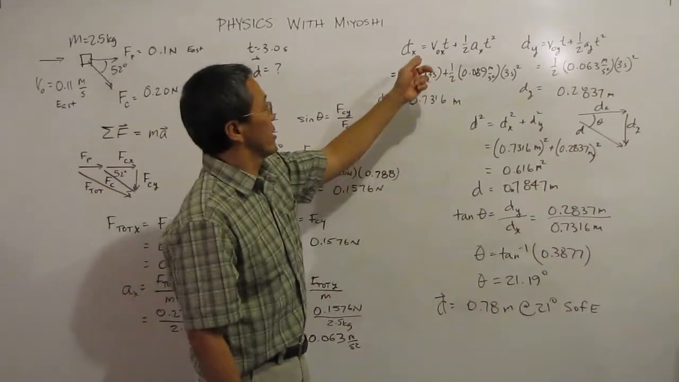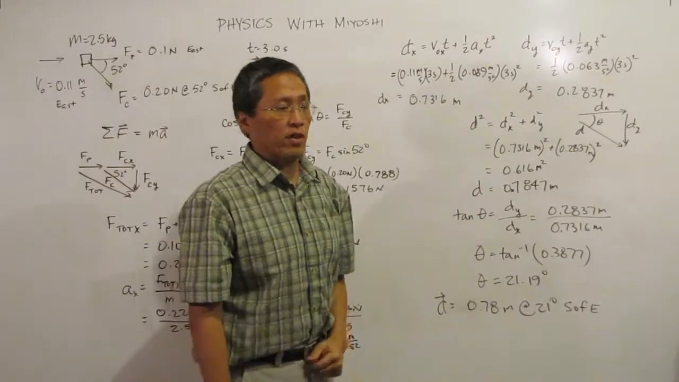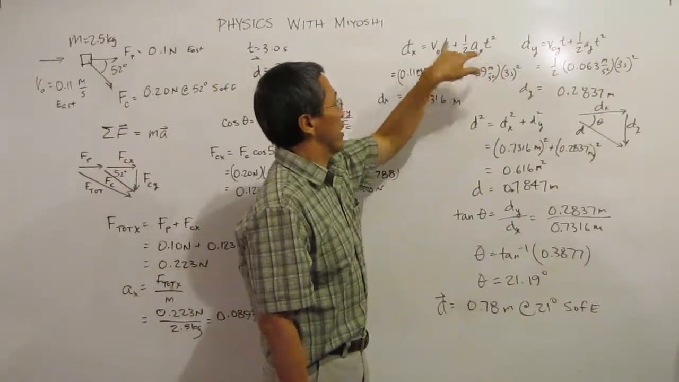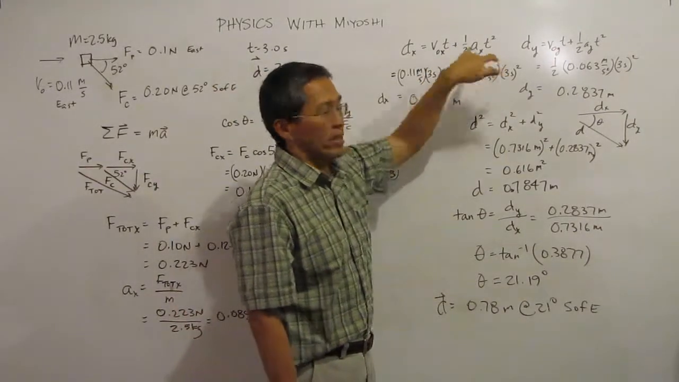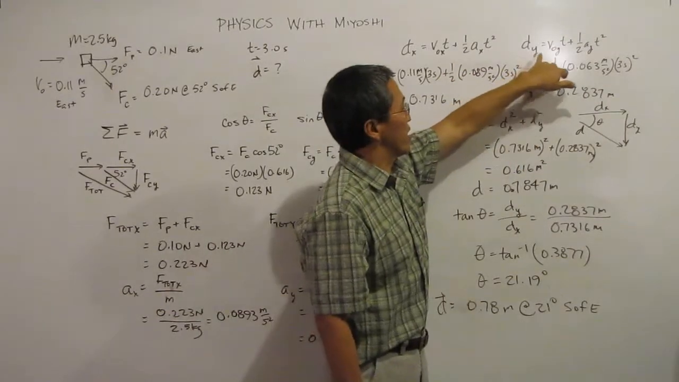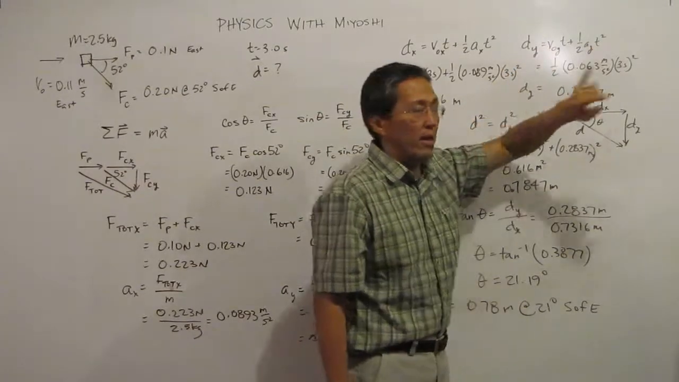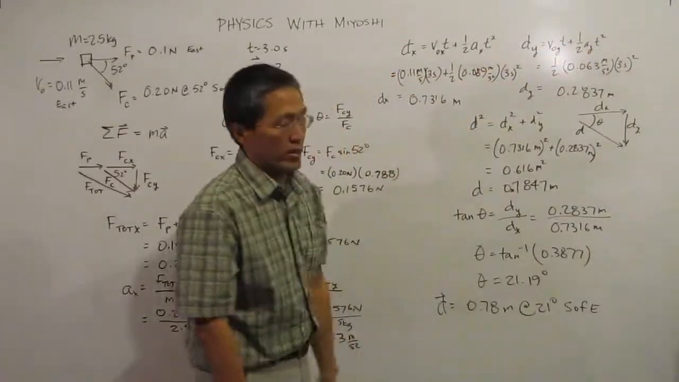The displacement in the x direction is my initial velocity in the x direction times time plus 1/2 the acceleration in the x direction times t squared, which is the time squared. And the same thing with the y direction. d is v0 times t plus 1/2 a t squared, again in the y direction.